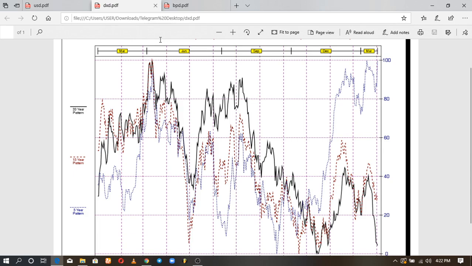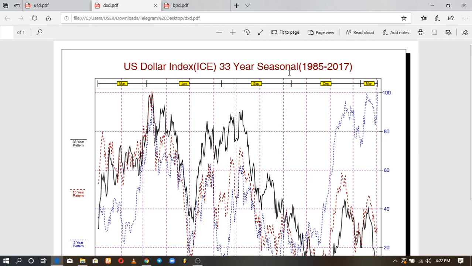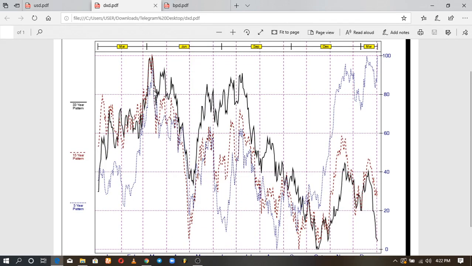Now if you look at the DXY, this is a 33-year seasonal price chart of the DXY from 1985 to 2017. If you look at January going to February, there's an exponential rise into March, which is where you get the high of the year around mid-March. Then from mid-March going into early May is when you're most likely to get your seasonal low.